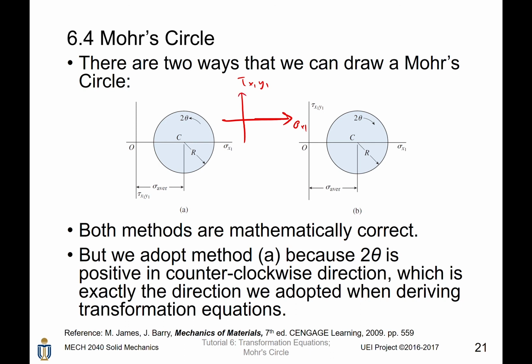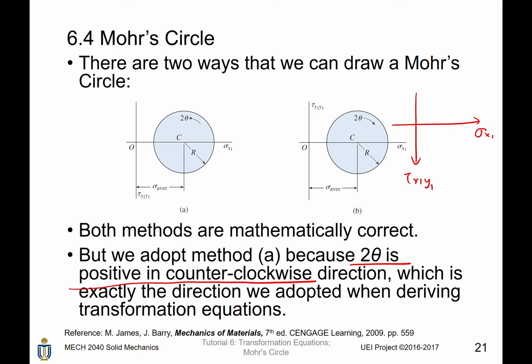However, we seldom use this in the solid mechanics course. It is because 2 theta is positive in the counterclockwise direction, as we defined at the beginning. It is exactly the direction we adopted when deriving the transformation equation. If we adopt the Mohr circle like this, then the direction of 2 theta will be like this, which is not what we want. What we want is the Mohr circle like this, with tau x1y1 and sigma x1. The Mohr circle constructed in this coordinate system will have 2 theta positive in this direction.